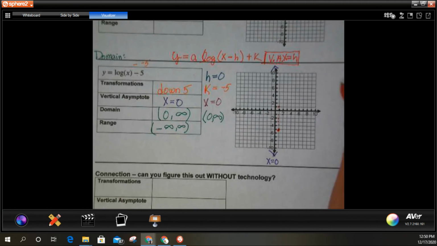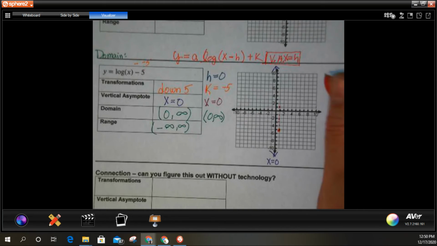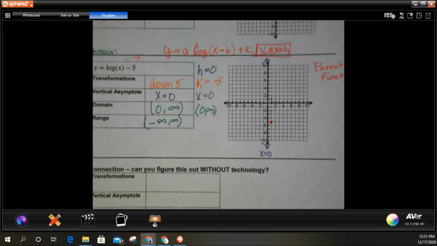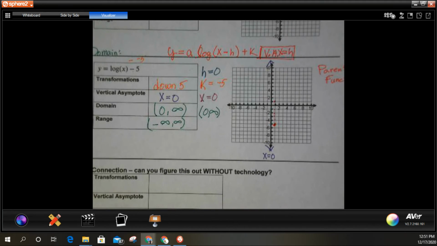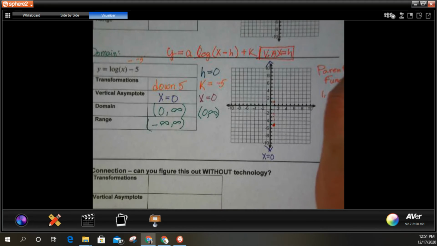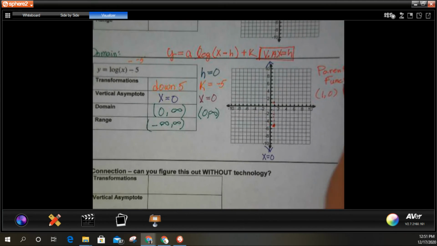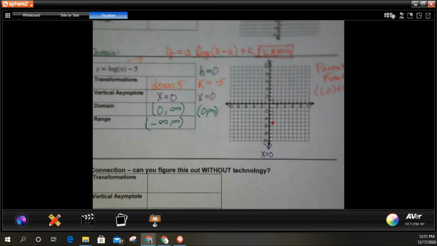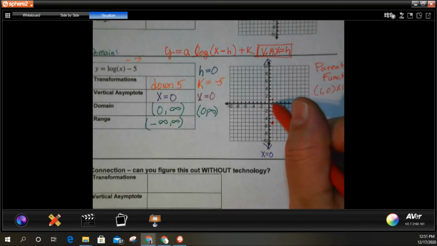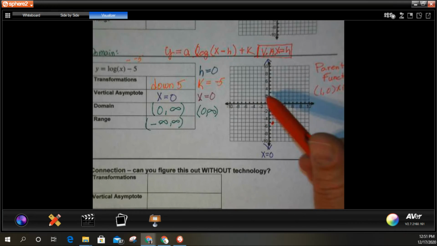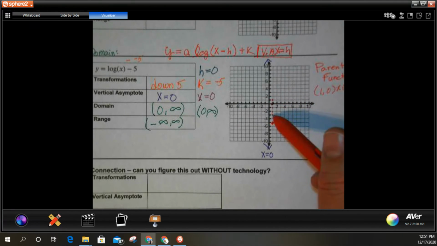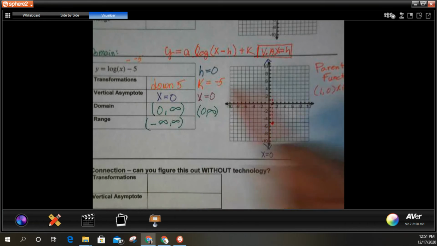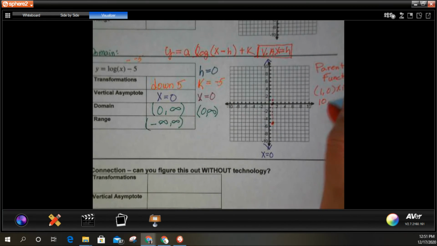My x-intercept was 1, 0. Okay, that was the x-intercept. Then I'm going to go down 5. 1, 2, 3, 4, 5, because that's what k was. And then my other key point was 10, 1. There's my 10, 1. I'm going to go down 5. 1, 2, 3, 4, 5. And it should be negative 4.